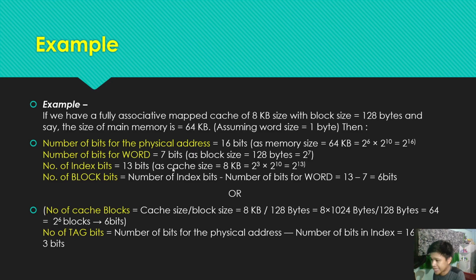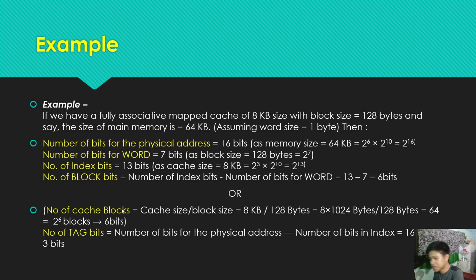As cache size, it is equal to 8 kilobytes. It is also equal to 2 raised to 3 times 2 raised to 10, which is equal to 2 raised to 13. And then for the number of block bits, this is where you're going to compute a little bit. We have the number of index bits minus the number of bits for words. The number of bits for words is 7. So we have 13 minus 7, which is equal to 6 bits.